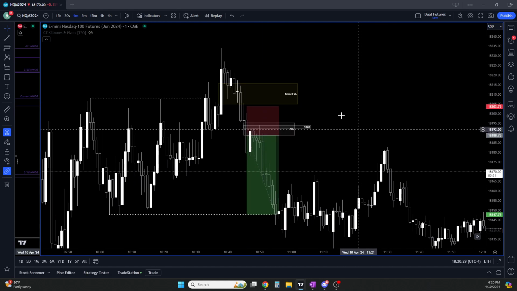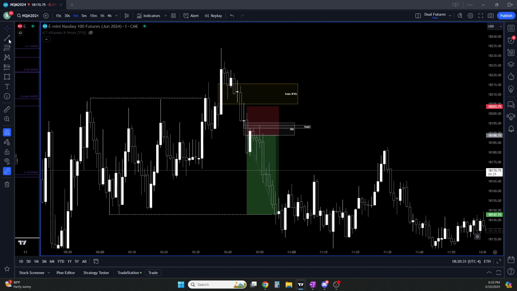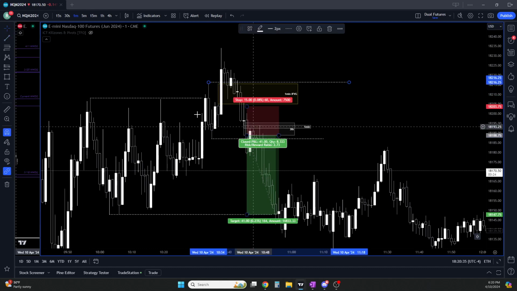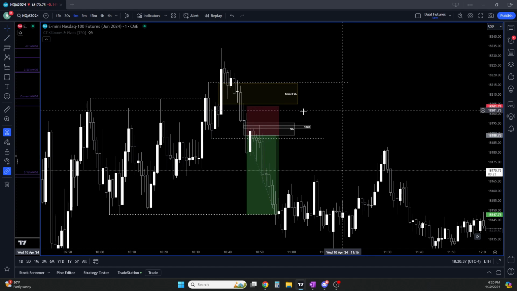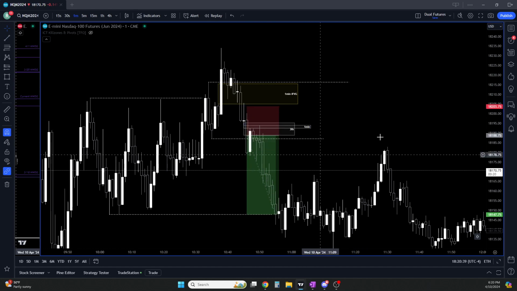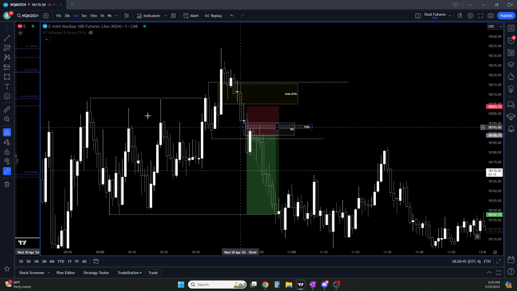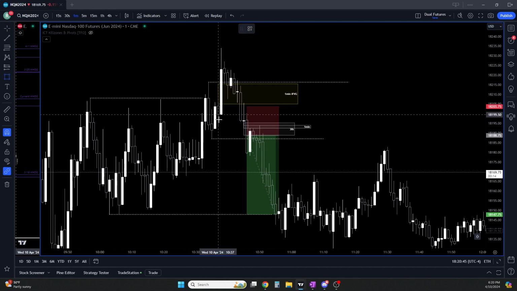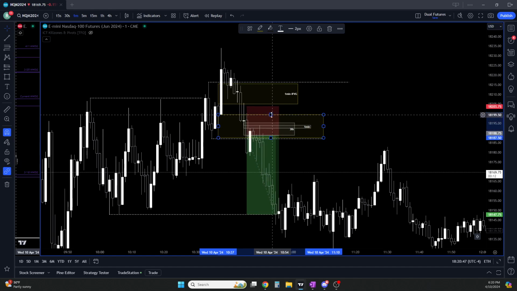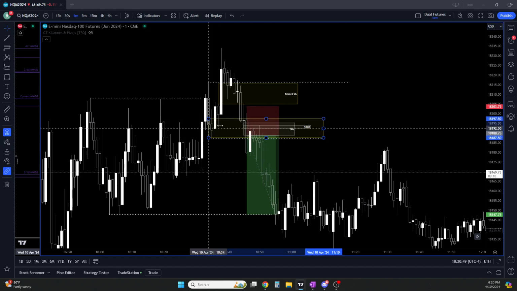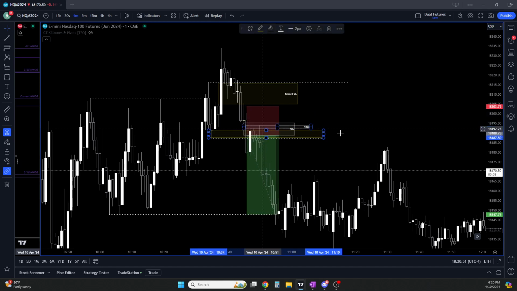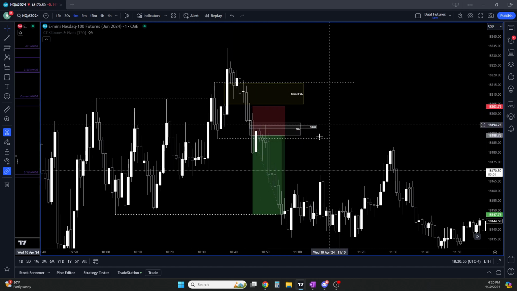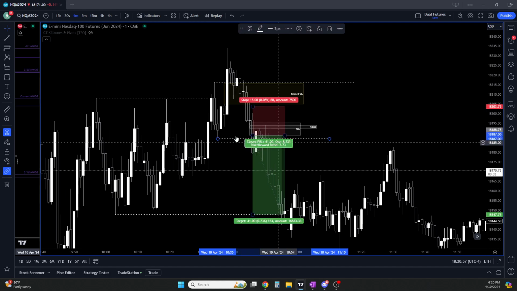And on the 1 minute, I saw this as the market structure shift, and this is the 1 minute breaker. So expecting this area to hold, preferably the lower half of the breaker, somewhere sort of in this range, just to indicate that it's more bearish. But either way, that's the breaker.